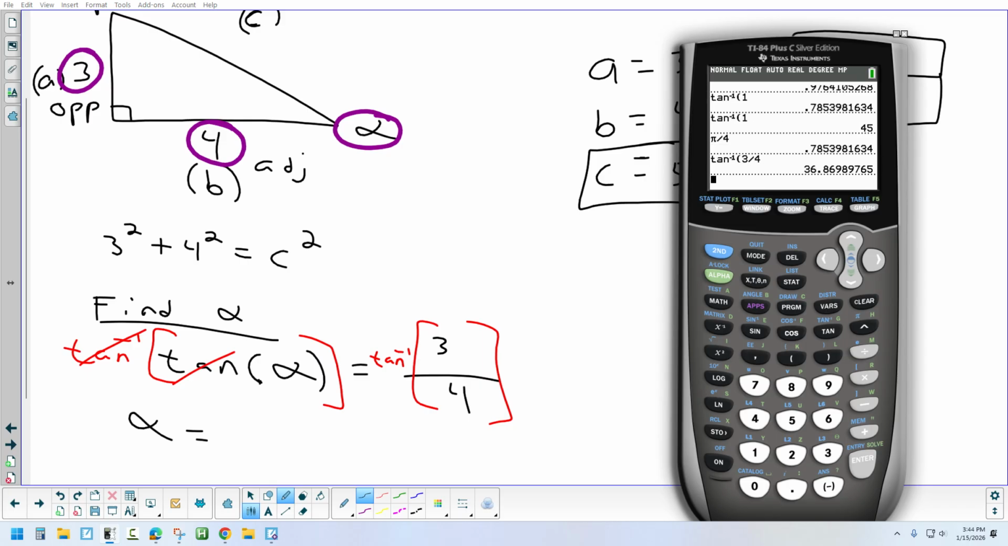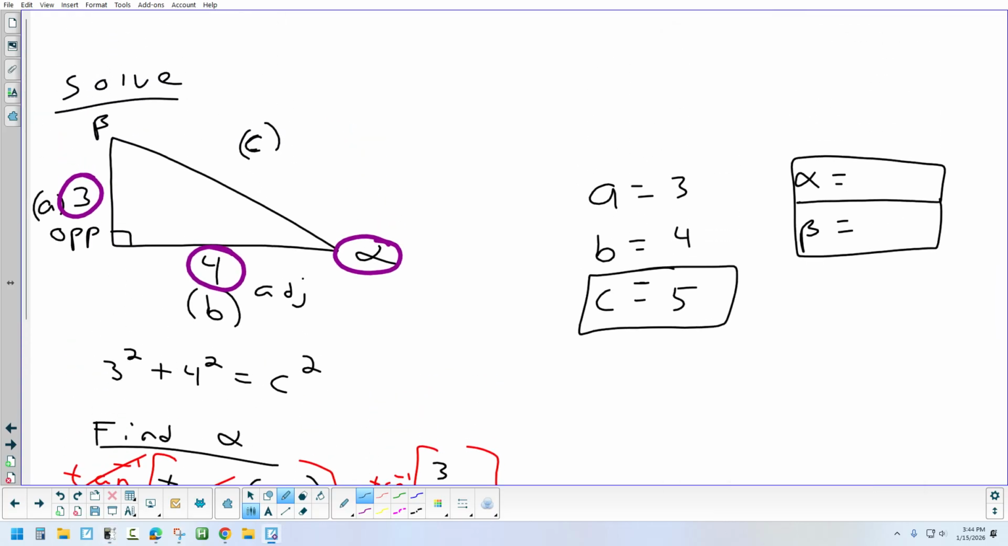Okay, so we get an angle of 36.8. That's going to round up to 36.87. So now we've got alpha.